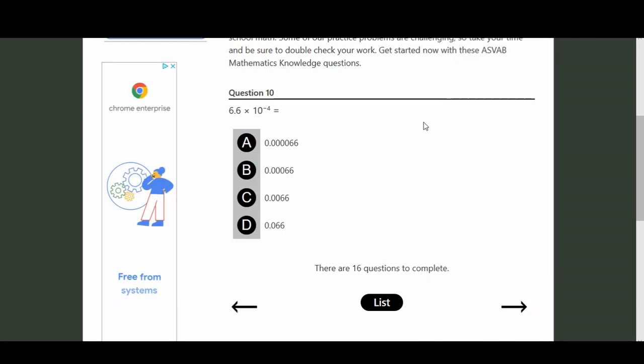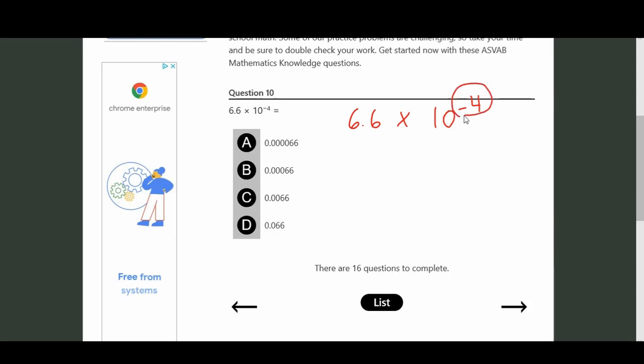Number 10 says 6.6 times 10 to the negative 4. As you know, I like to write things down first. 6.6 times 10 to the negative 4. This is scientific notation, and in essence, all you have to do to solve this one is move the decimal place left or right accordingly.